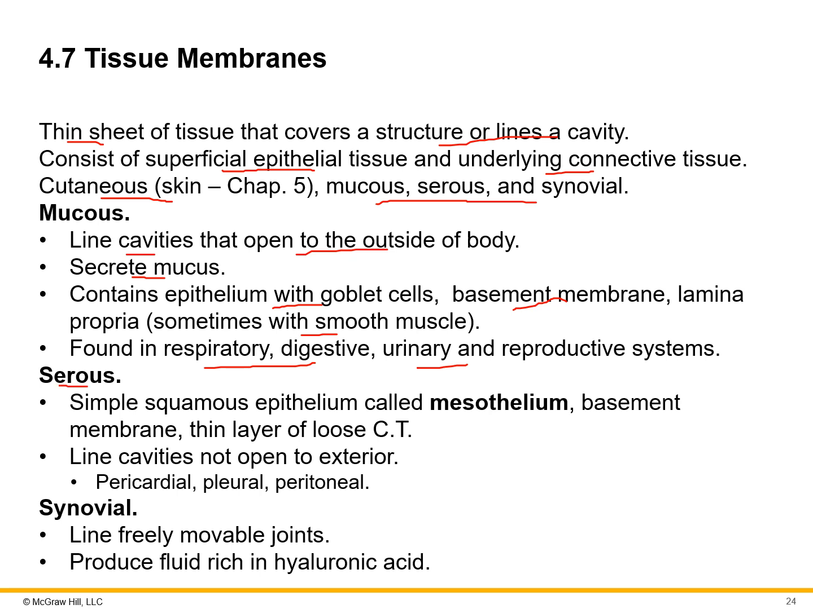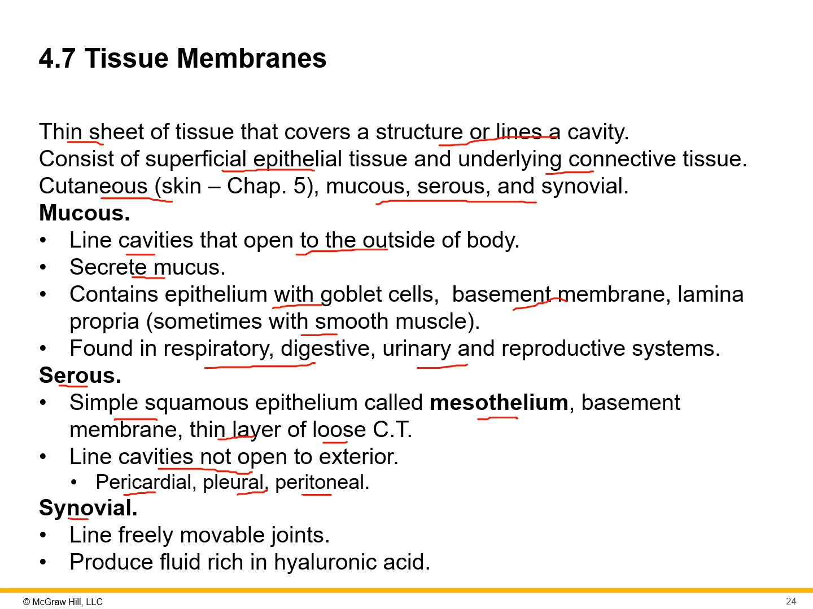Now the serous membranes, these are simple squamous epitheliums called mesothelium. Again, that basement membrane, and then a thin layer of loose connective tissue. And these are going to line cavities, but those that don't open to the exterior. So like the pericardial around the heart, the pleural or the peritoneal. So again, these cavities within the body, they're lined with a serous membrane, but again, unlike the mucus, they're not actually exposed to the outside.